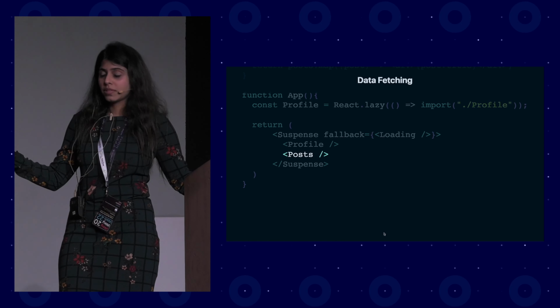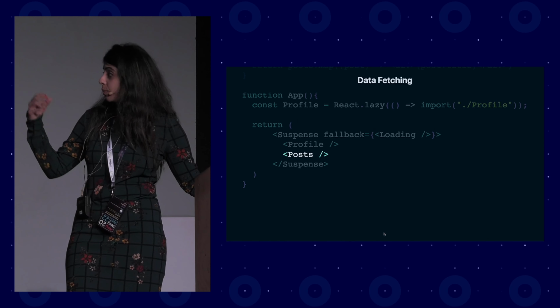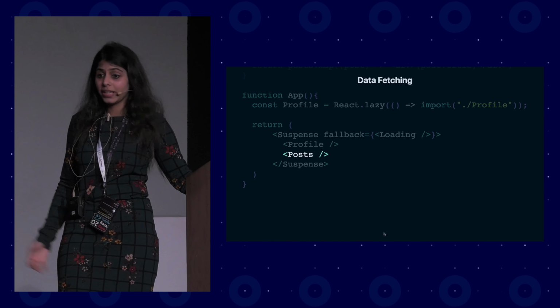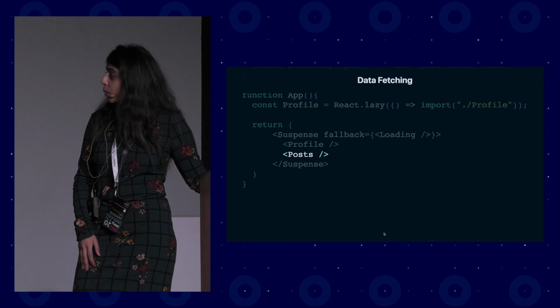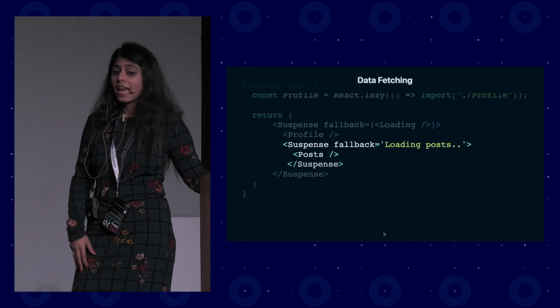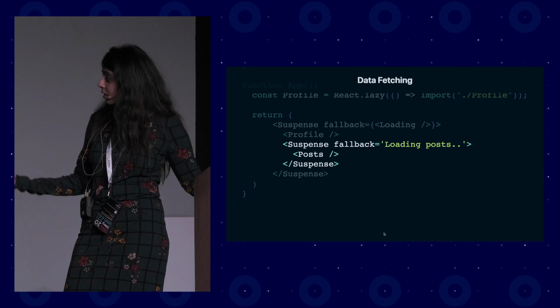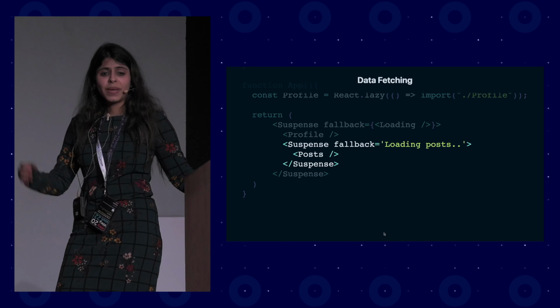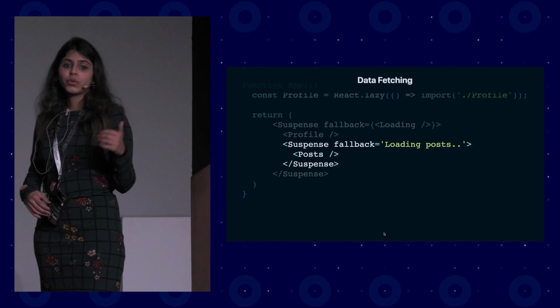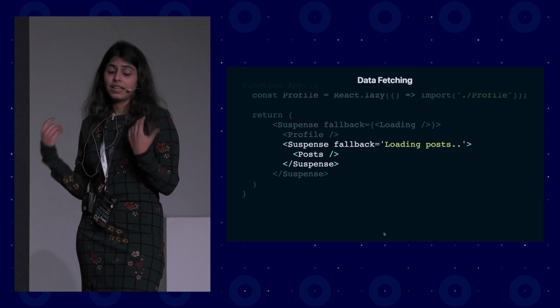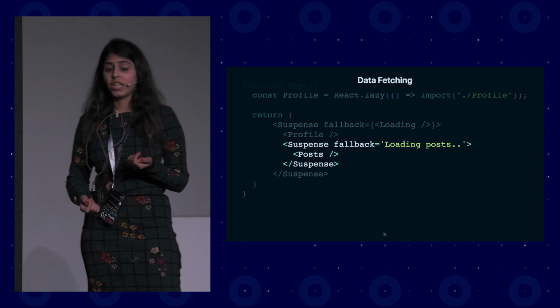But sometimes you want to show the profile because it's ready, even though the posts are not ready to be displayed yet. So what we can do here is use an additional Suspense to wrap the posts inside another Suspense fallback. So Suspense makes it very easy to use multiple loaders. When you have 3, 4 loaders, it lets you control those loading states very easily.